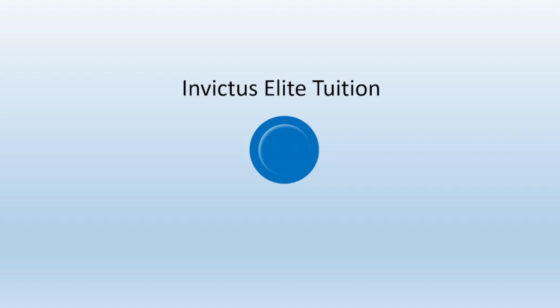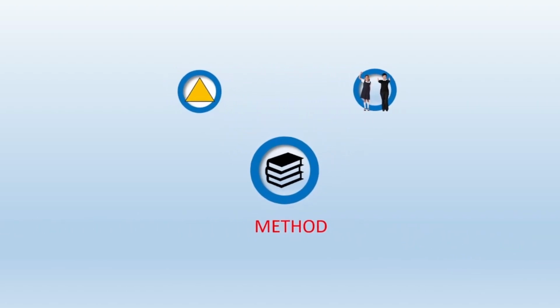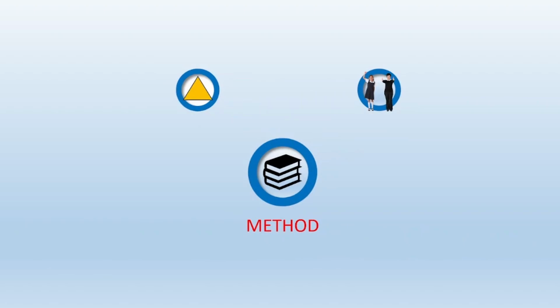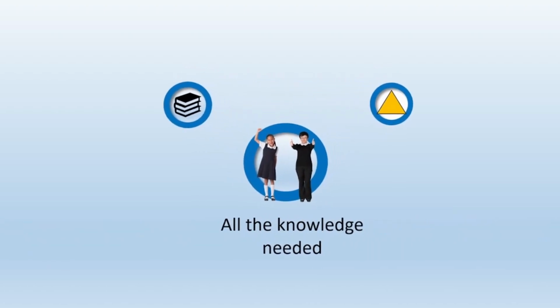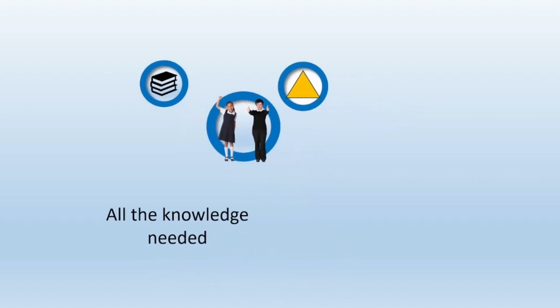So let's get into this basic introduction of triangles, and we're going to have a look at a way of remembering the four basic triangles and, importantly, the method to show you how to identify what that triangle is. It's really easy. You're going to really enjoy the video and you're going to have all the knowledge that you need about the basic triangles and their sides and their angles. Okay, so let's get into it.